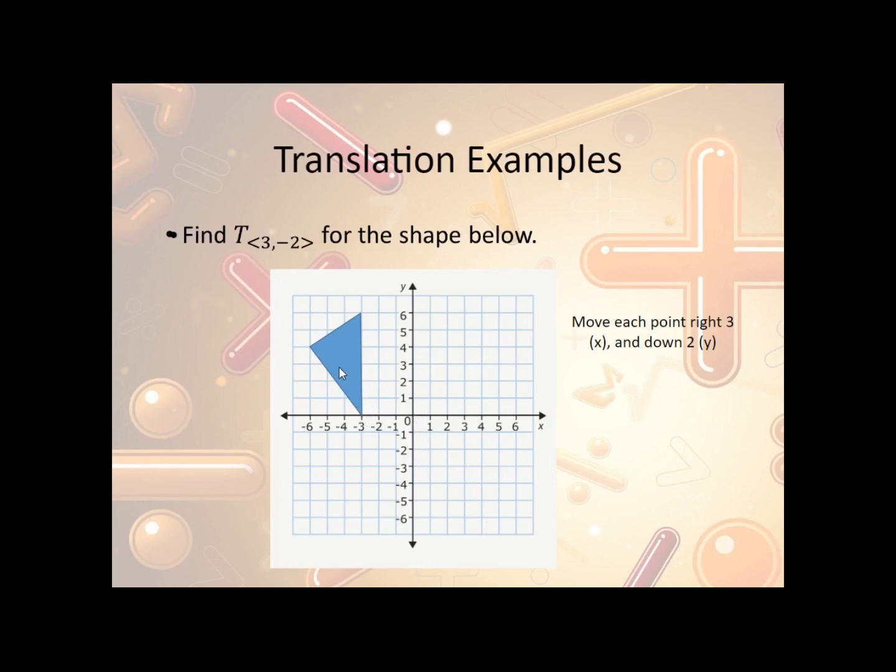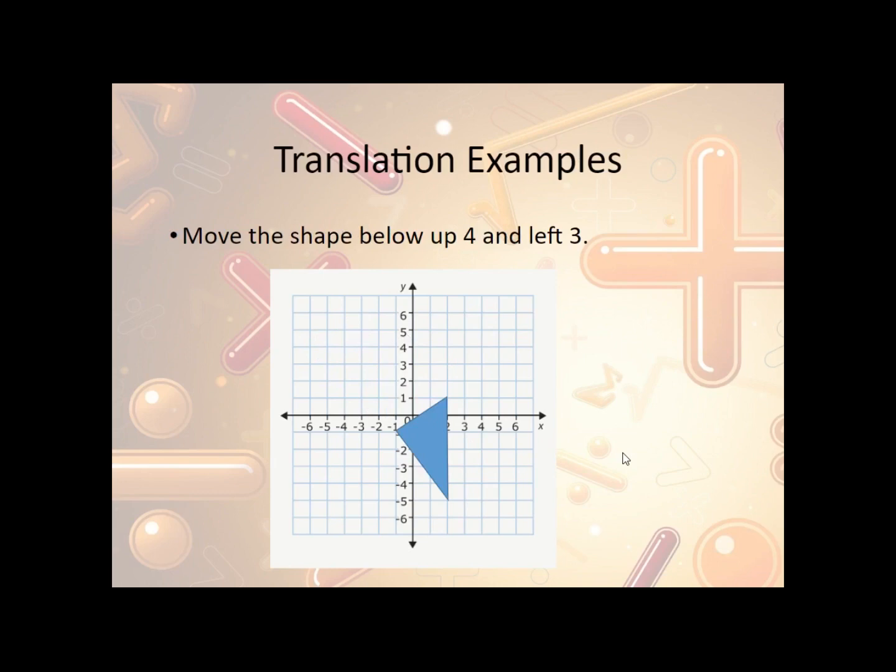So I take each point and slide it to the right 3 and down 2. So let's start with this one. We slide to the right, 1, 2, 3, and then down 2, 1, 2, and plot that point. Then we do it for this one, to the right 3, 1, 2, 3, down 1, 2, and plot that one. Then this one, to the right, 1, 2, 3, and down 1, 2, right there. And notice when I create my triangle, I should end up with 2 triangles that are exactly the same, just slid over and down.